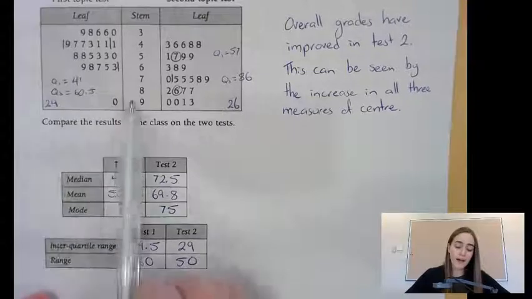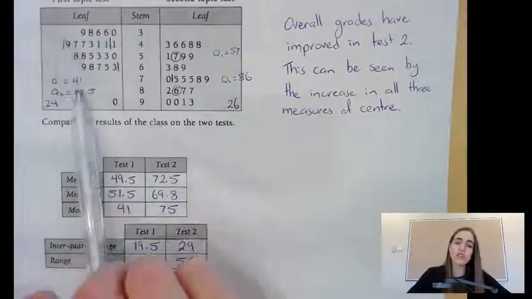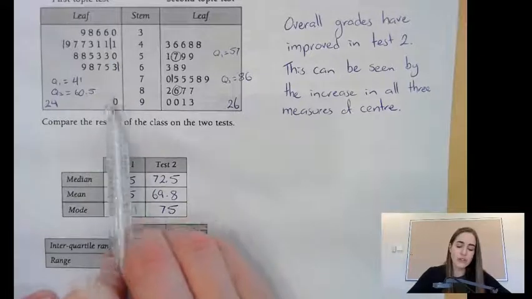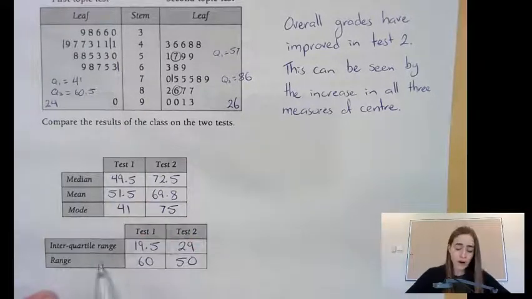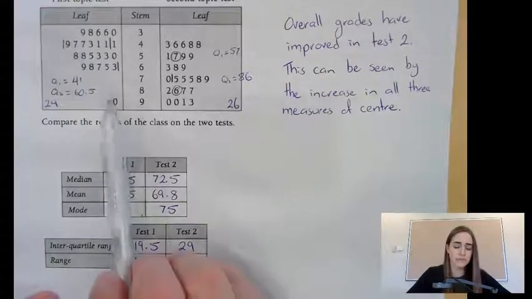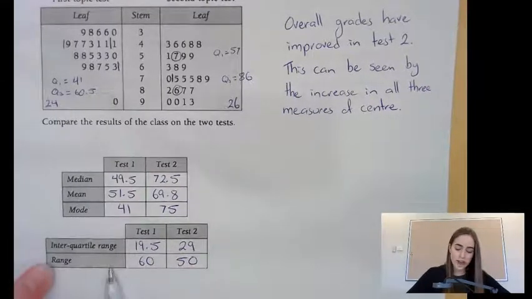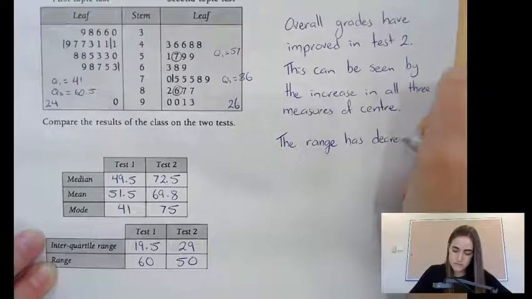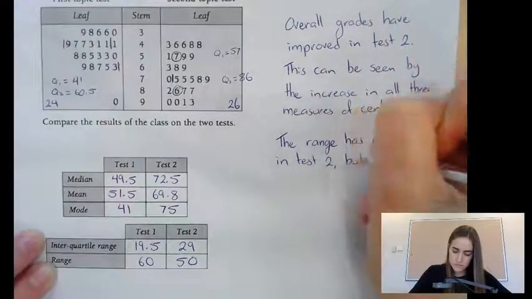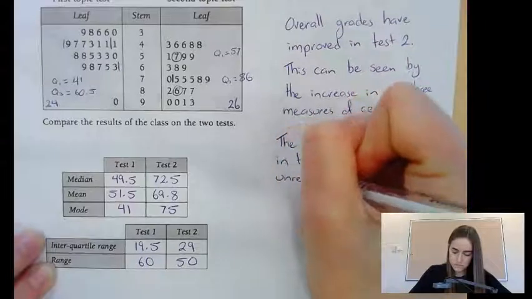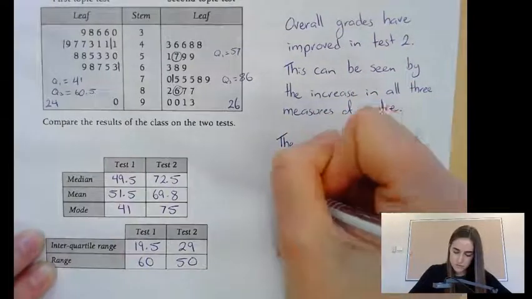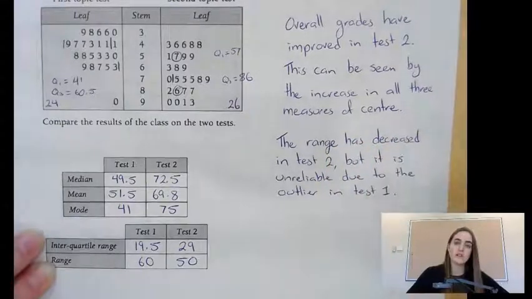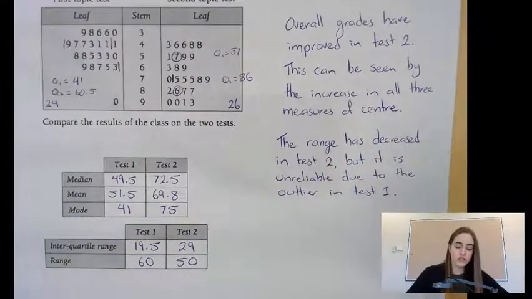So if we have a look back at our data set, what's important is to notice that in this first topic test, we've got this outlier of 90 right at the top. And we know that the range is really heavily influenced by outliers. So the range has reduced in that second topic test, but it's not reliable because of that outlier in test 1. So what we're going to look at instead is the more reliable interquartile range.